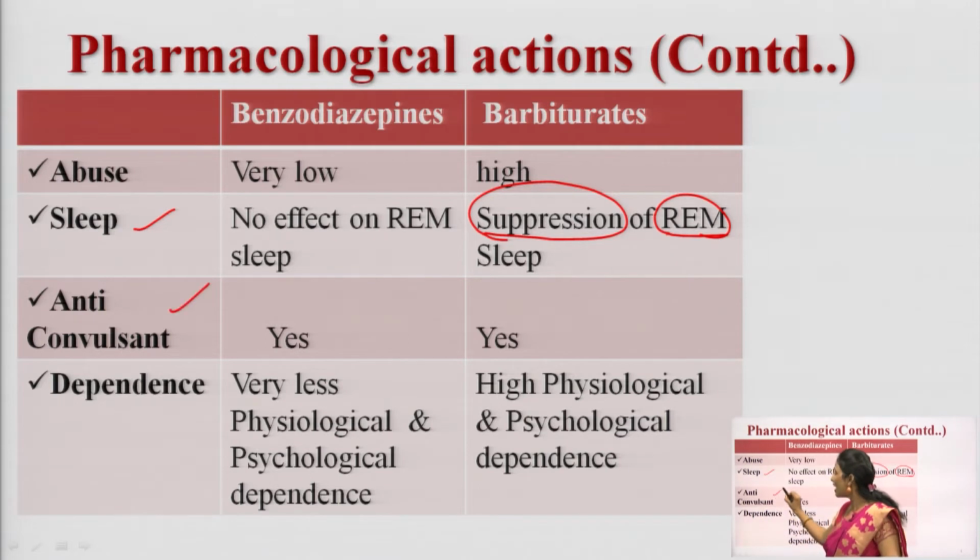And what is the next one? Anticonvulsant action. So, both benzodiazepines and barbiturates have anticonvulsant property. Both drugs can be used to treat convulsions, right. And what is the dependence action of the benzodiazepines and barbiturates?